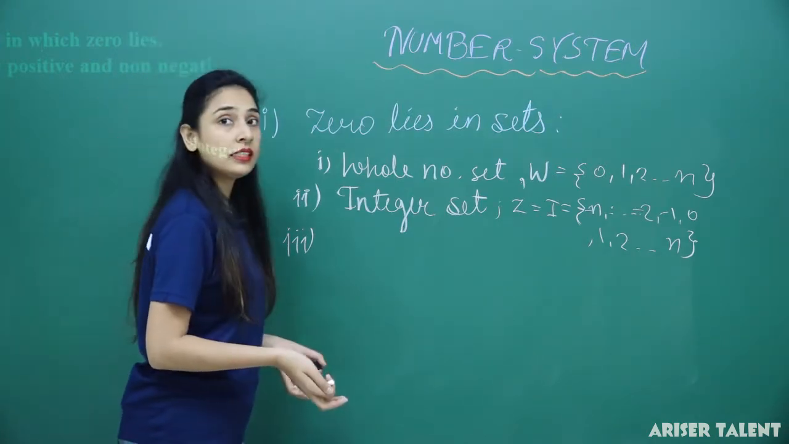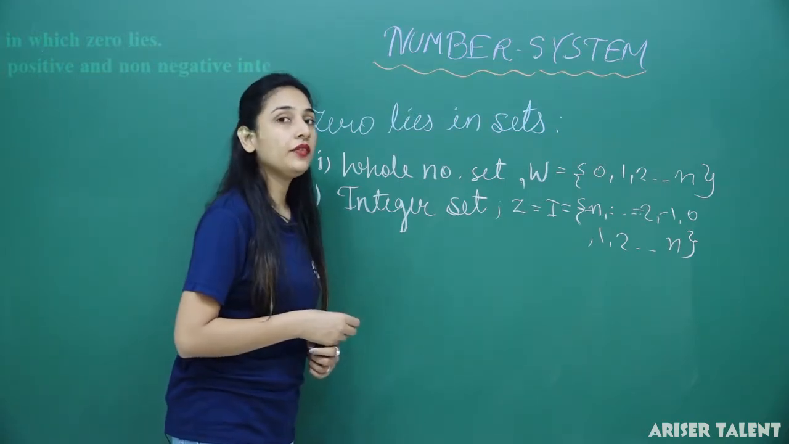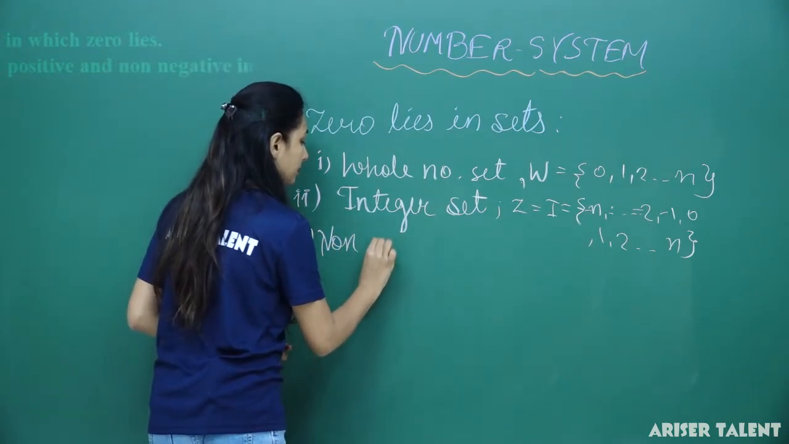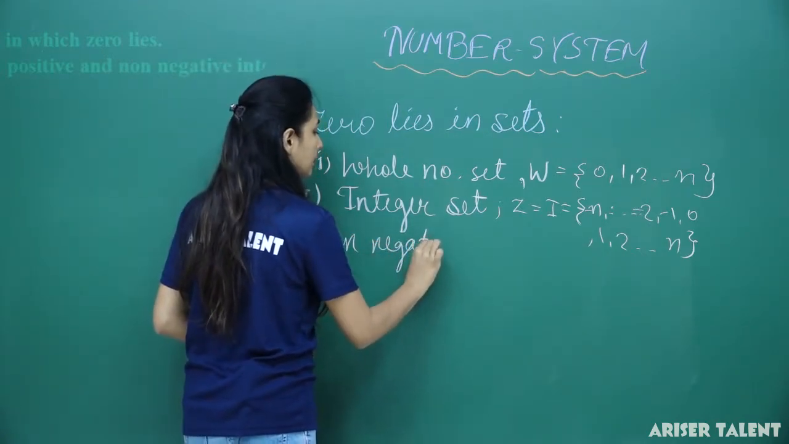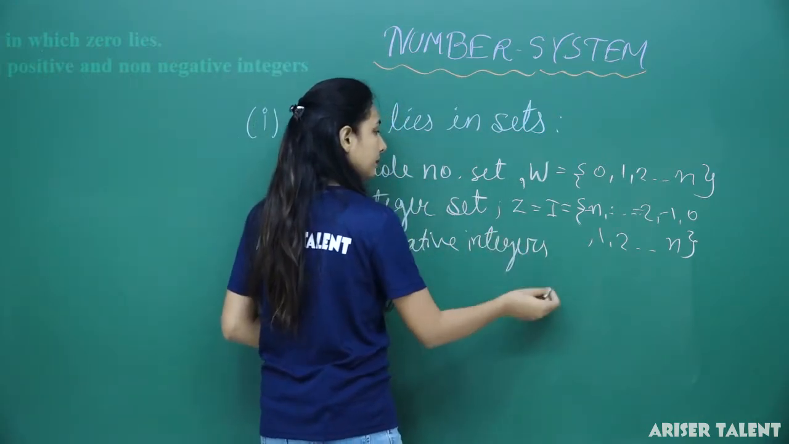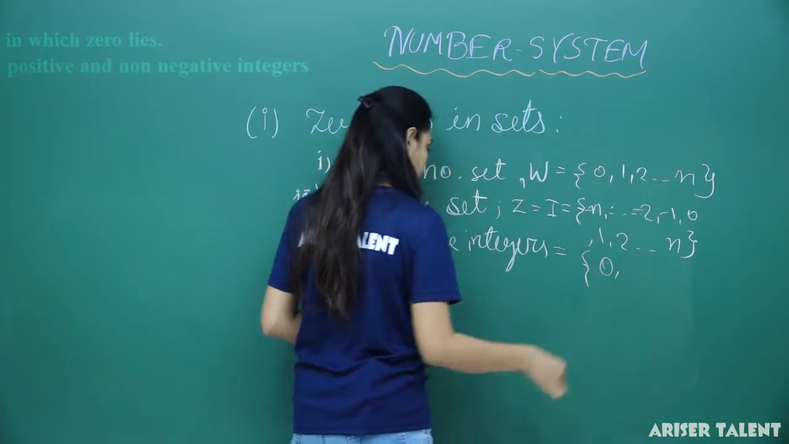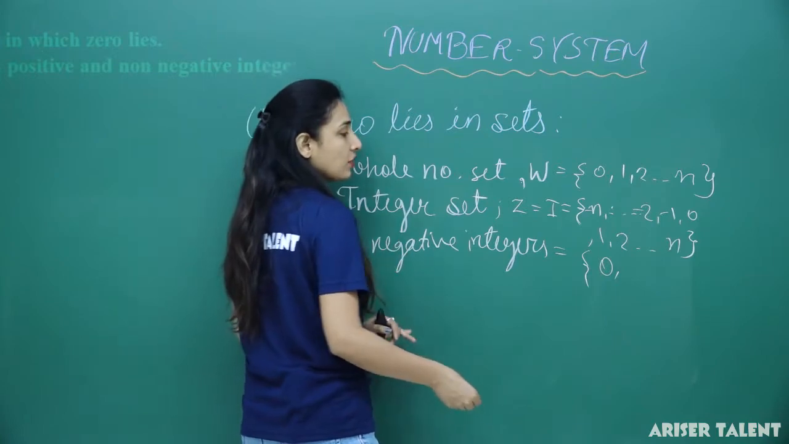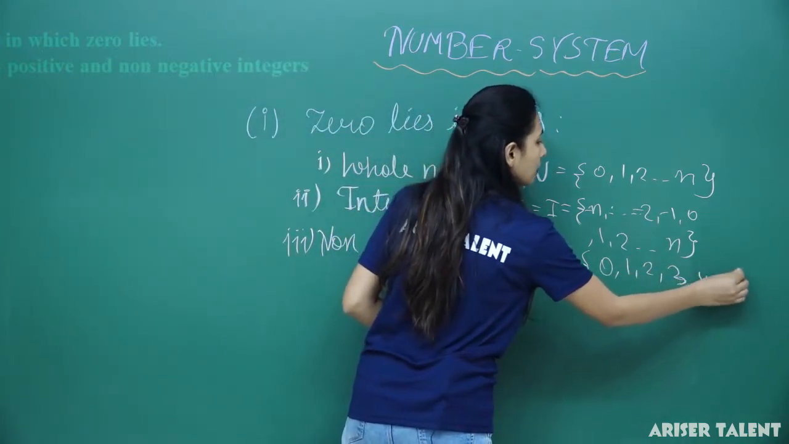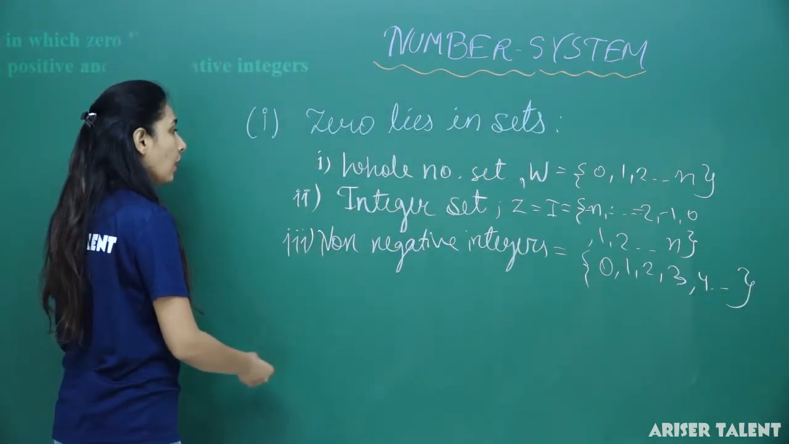Then, integers are done. Now, positive integers: no, 0 is not included. Negative integers: 0 is not included. There comes non-negative integers, that will include 0. Okay. Non-negative means all positive and 0: 0, 1, 2, 3, 4. That is the complete whole number set. Okay. Non-negative integer set is the whole number set.